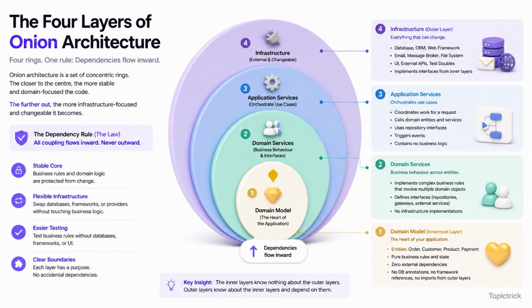If you opened the domain model in isolation, you would be able to understand what the application does, what it is about, without knowing anything about how it stores data or how it receives requests. The second layer is domain services. This is where business behavior lives that cannot be placed inside a single entity because it involves coordination between multiple domain objects. A pricing engine that considers a customer's order history, current inventory, and active promotions, that belongs in a domain service. Critically, this layer defines interfaces. It says, I need something that can look up a customer, but it does not implement that lookup. The outer layers provide the implementation.